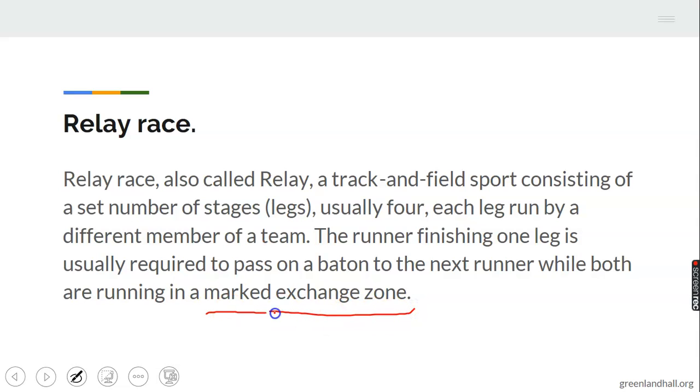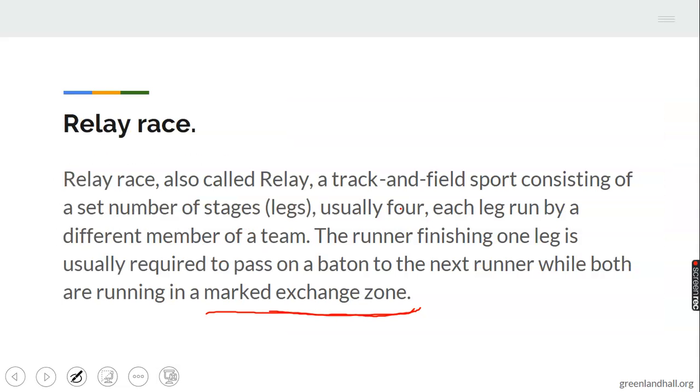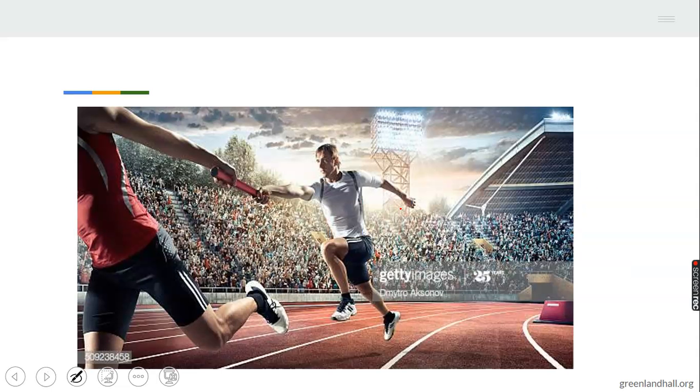A marked exchange zone. Let me take you back a little. Look at this picture. This runner right here is not permitted to come into this second runner zone. He's supposed to maintain this track. The same thing applies to this runner. He maintains this track. He's not supposed to cross over to the other side. So they pass on the baton to the next runner, and they are in their marked exchange zone.